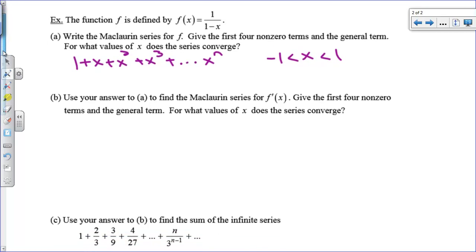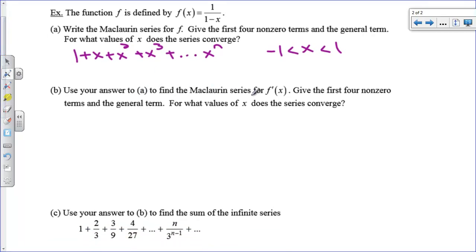Now it says use your answer to A to find the Maclaurin series for f prime of x. So we're supposed to practice taking a derivative here. So my f prime of x is going to equal, take the derivatives of all these terms, and we need four non-zero terms. Now when I take the derivative of 1, I get 0, so I don't get to count that as a term. When I take the derivative of x, it's a 1. The derivative of x squared is 2x. The derivative of x cubed is 3x squared, and that's only 1, 2, 3 non-zero terms. So the next term would have been x to the fourth, and when you take the derivative of that, you get 4x cubed.